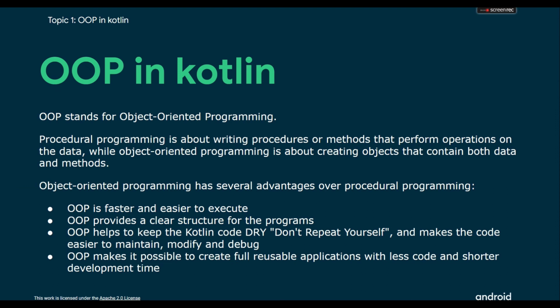Now, what do you mean by DRY? DRY is nothing but don't repeat yourself. That means the reusability of the code increases. You can reuse the code and make the code easier to maintain, modify, and debug. OOP makes it possible to create fully reusable applications with less code and shorter development time. So it reduces the development time.